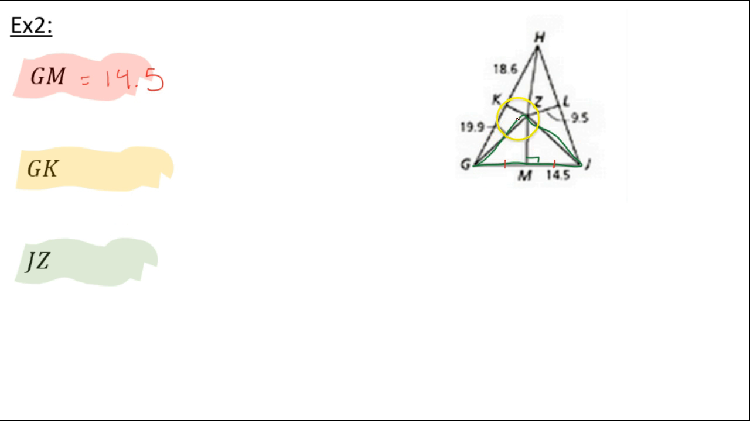For GK, there's GK. Again, if I were to isolate it, I would be dealing with this triangle, and only that triangle. I want GK. If I know this side, I have to know this side. So GK would be 18.6.